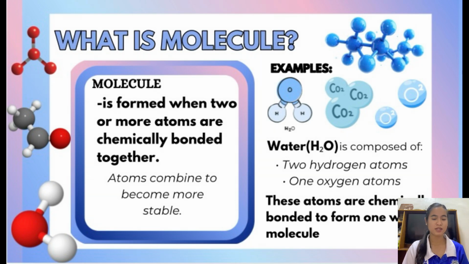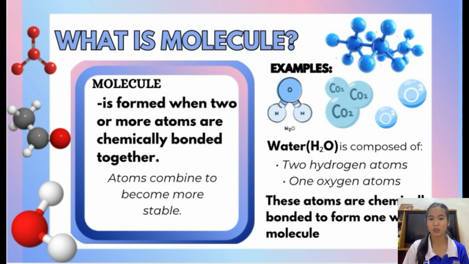Now, let us talk about molecules. A molecule is formed when two or more atoms chemically bond together. Atoms combine with each other because they want to become more stable. When atoms join together, they can form a molecule. A simple example is water, which has the chemical formula H2O.